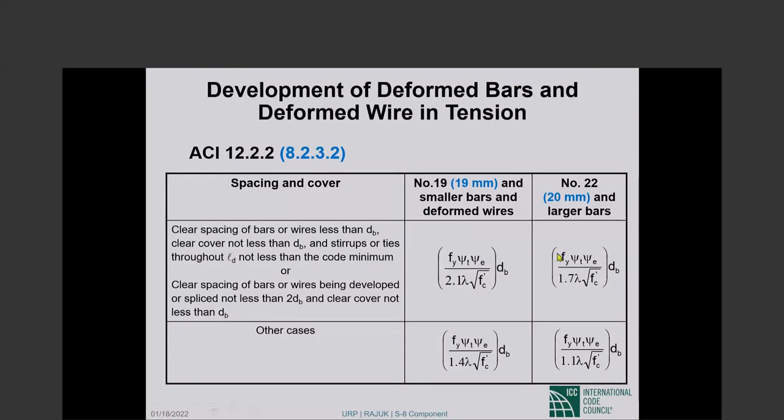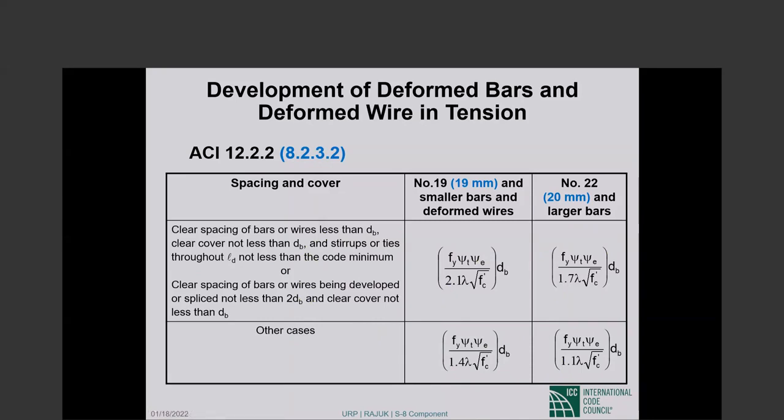This table has two columns. The first one is clear spacing of bars or wires not less than d sub b, clear cover not less than d sub b, stirrups or ties. Read this. If this situation or that situation is satisfied, you use the first half of the table. All other cases, you use the second part of the table. The second part gives you longer required development length. The 2.1 changes to 1.4, 1.7 changes to 1.1.